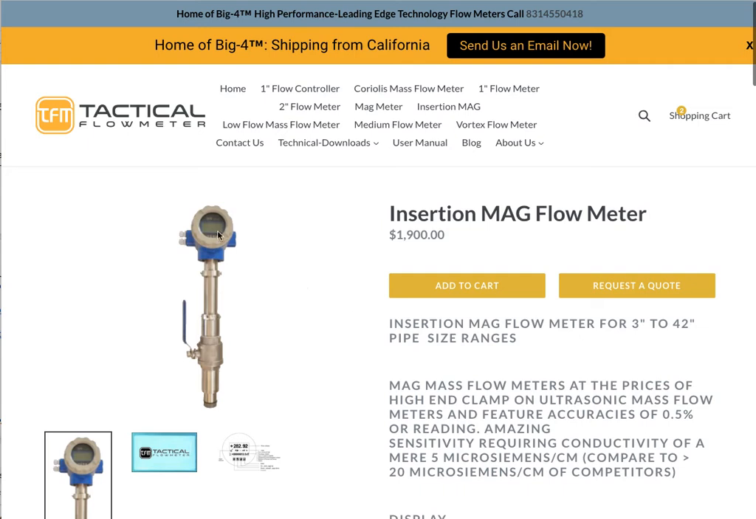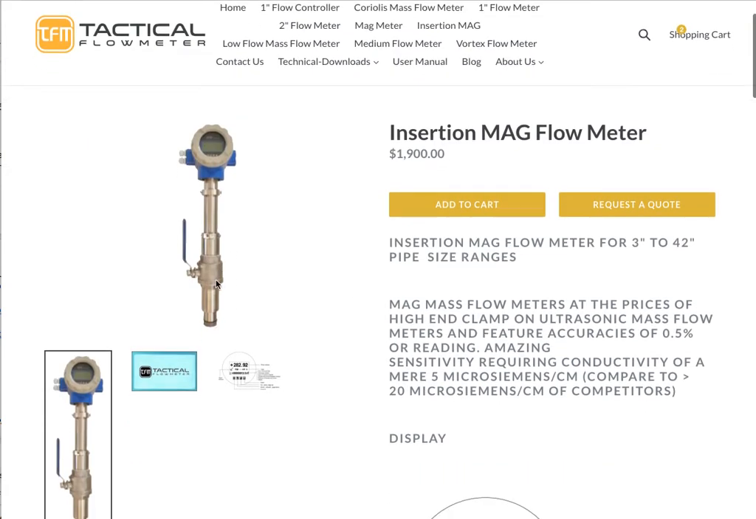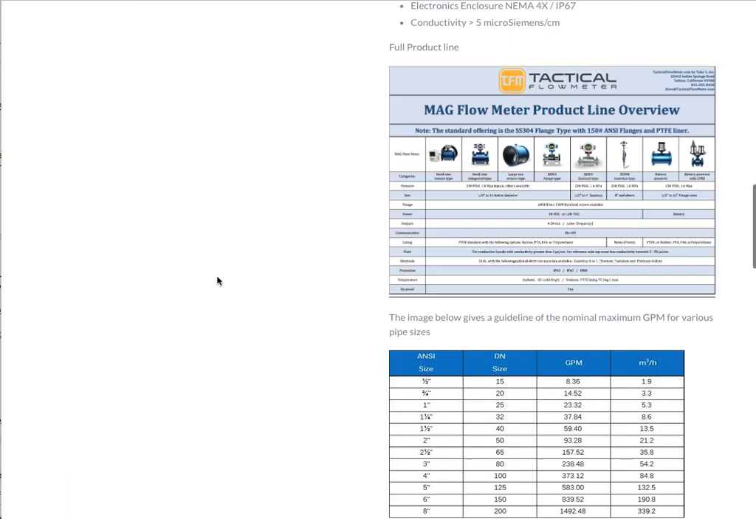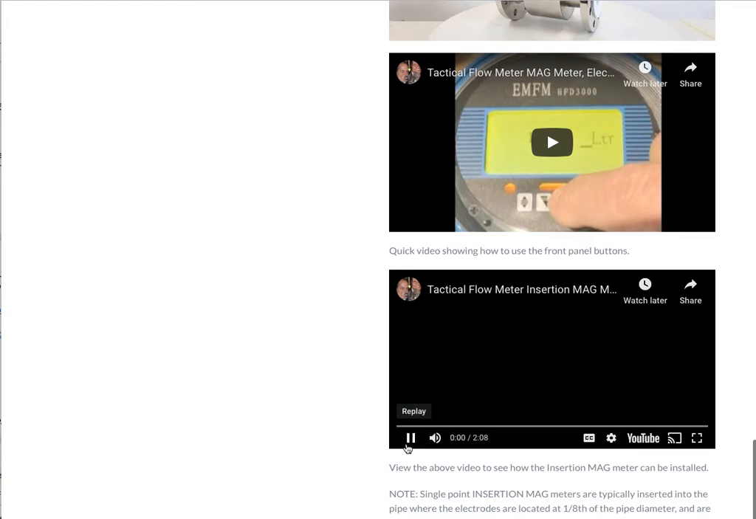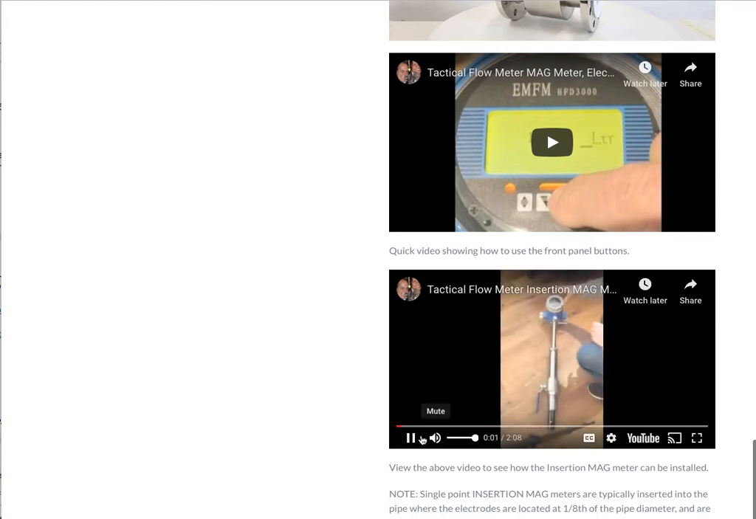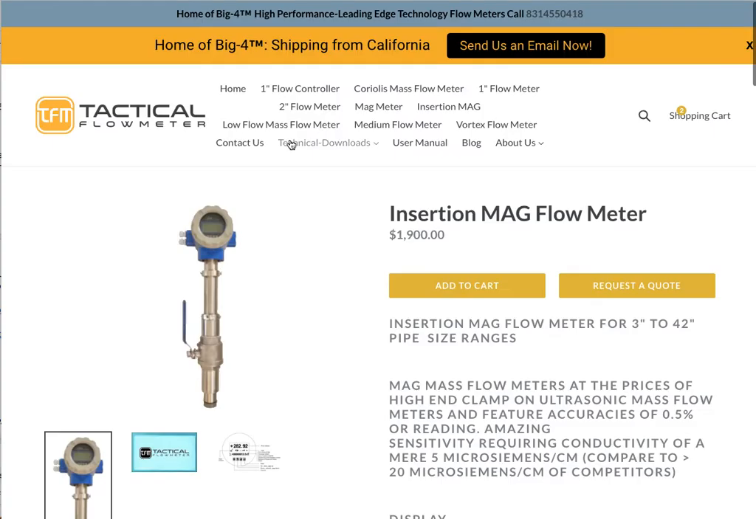This video deals with why the insertion length of a mag meter is set to 1/8 the diameter. This is shown in these videos here. We explain how those are. Let me show you the math that tells why this sensor is put 1/8 of the diameter of the entire pipe.